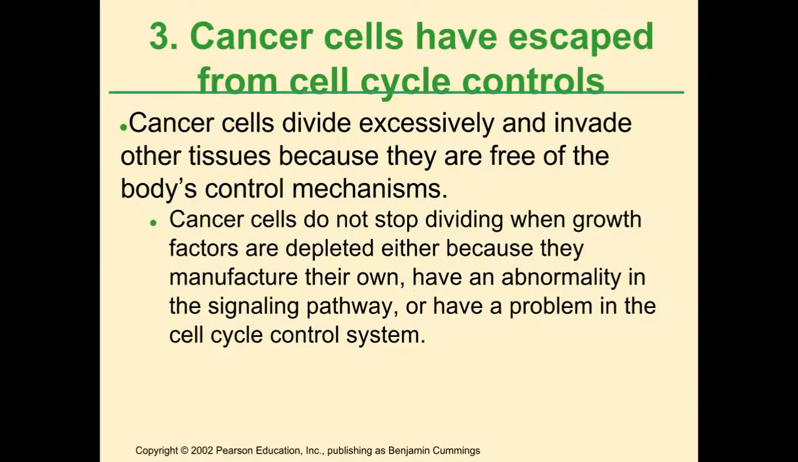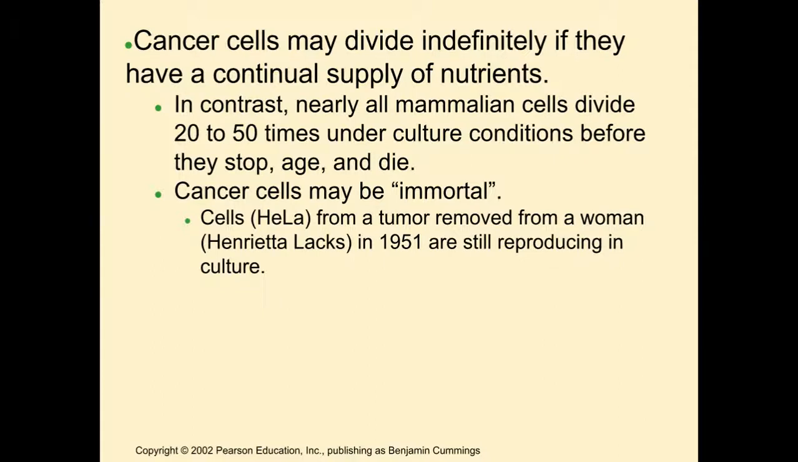And basically, cancer doesn't stop when there are no growth factors because either they make their own or they have an abnormality in the signal pathway, so they can just ignore the control mechanisms, or they have a problem in the cell cycle control system. And cancer cells may divide indefinitely if they have a continuous supply of nutrients. Basically, the point is cancer is kind of a miracle. Cancer is immortal. It can't be stopped. It just keeps going and going and going. They'll just keep dividing till the end of time.